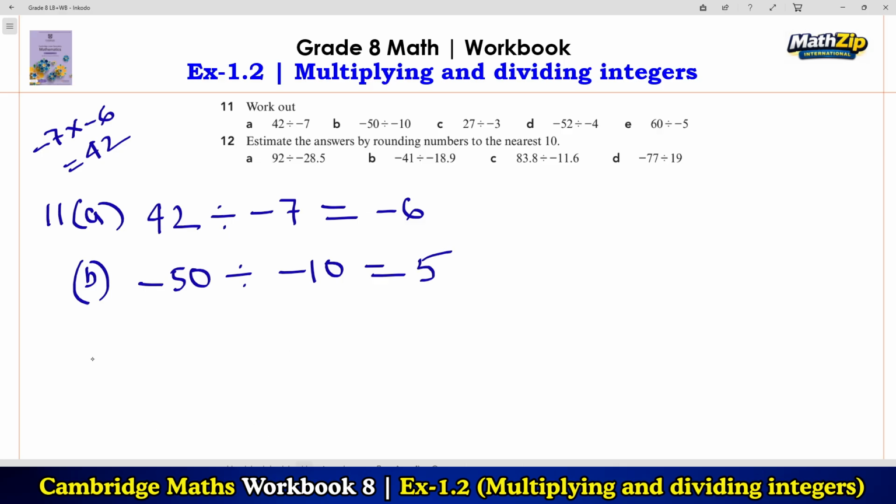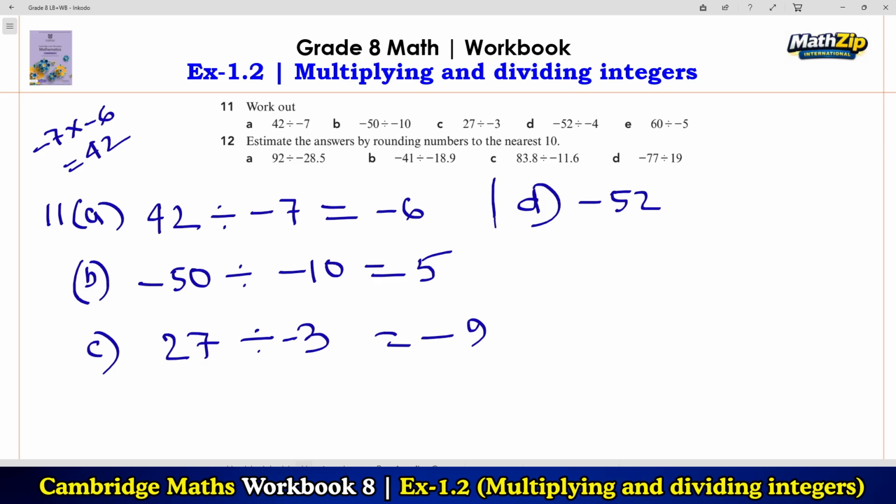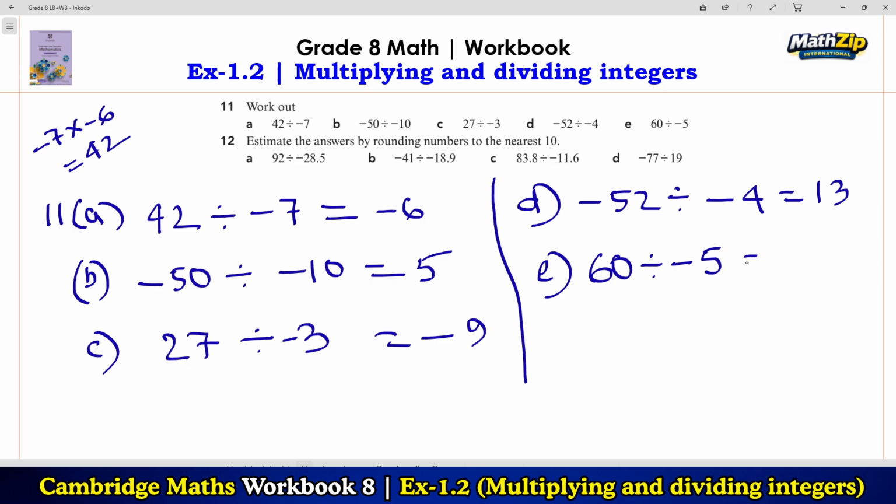Right? Very simple. Next, number c, 27 divided by 3. Not 3 actually, here is -3. So plus and minus, once we divide or multiply, it will be minus. 27 divided by 3 will be 9. Number d, -52 divided by -4. Minus and minus, once we divide, it will be plus. So 52 divided by 4 is 13. Number e, 60 divided by -5. 60 divided by 5 is 12, and plus divided by minus is minus. So the result is -12.